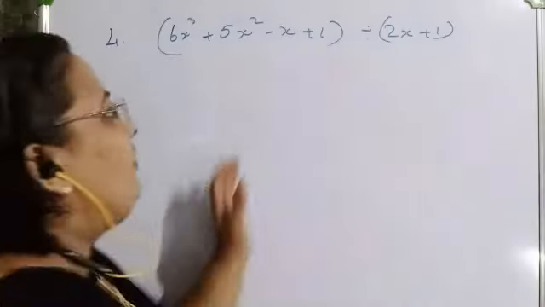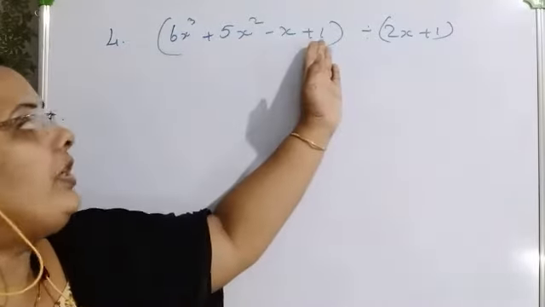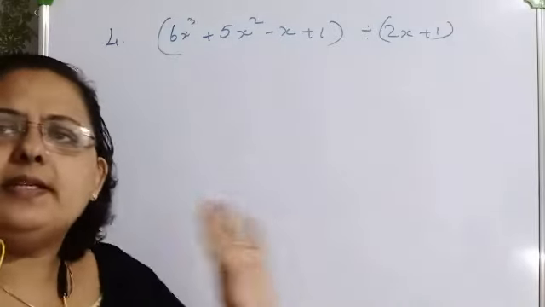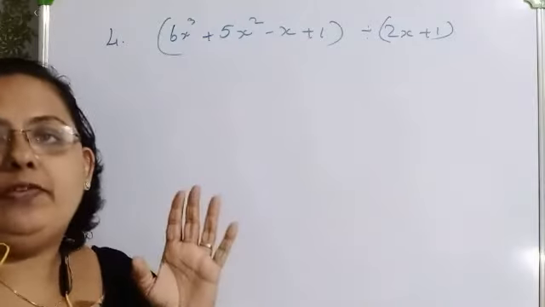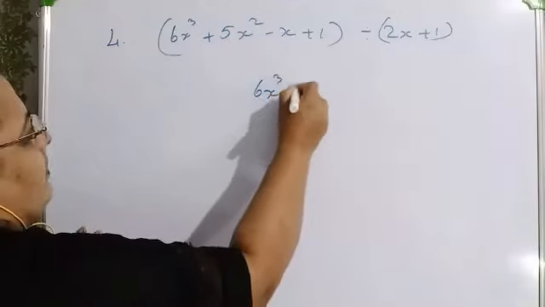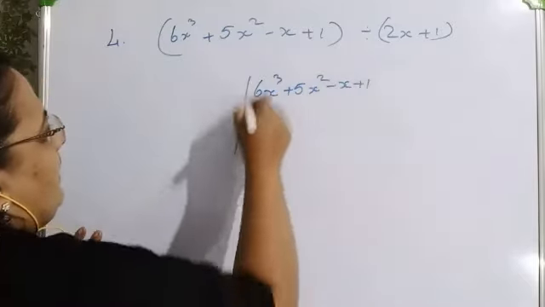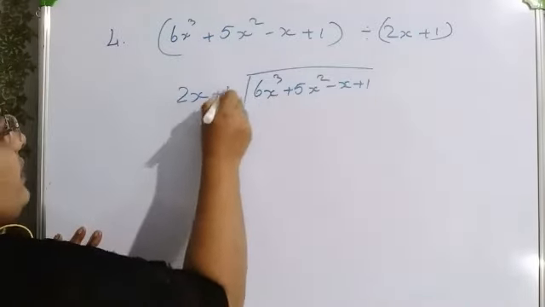Okay. Now the fourth problem. Here 4 terms are there. In this fourth question, 4 terms are there. So let us see how to do that. The method is the same. Go for the first term, how to remove that first term. So here we will do it. 6x cube plus 5x square minus x plus 1. Then outside the box we'll write 2x plus 1.